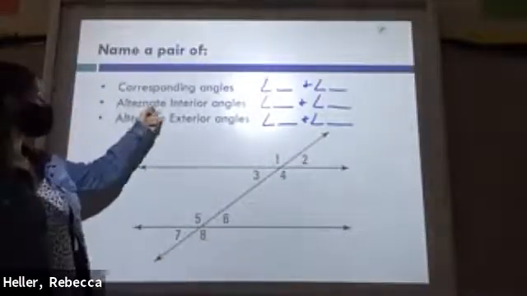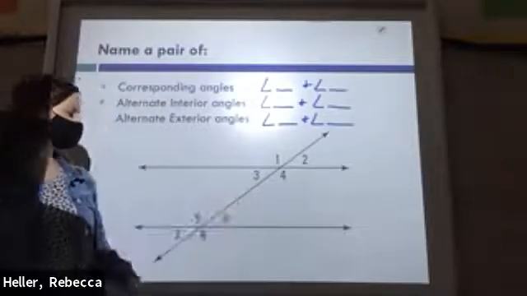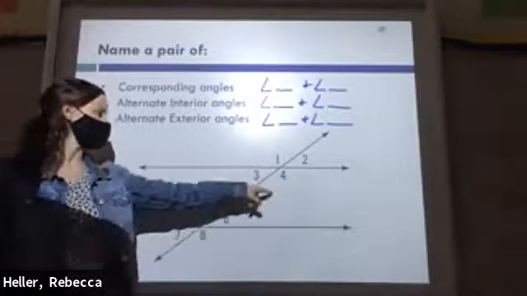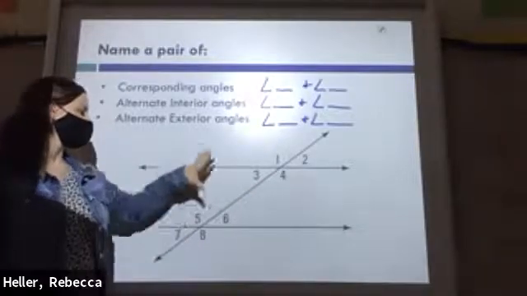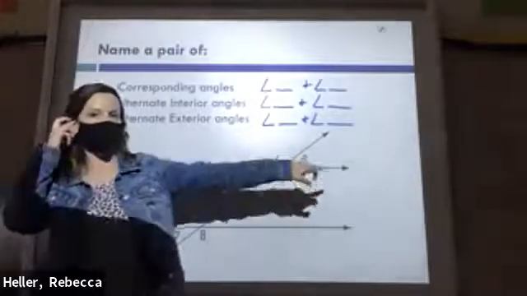Alternate interior, we've got 5 and 4, 3 and 6, right? They crisscross over that transversal diagonal and stay inside. And then the other 2, we have 1 and 8 or 7 and 2.